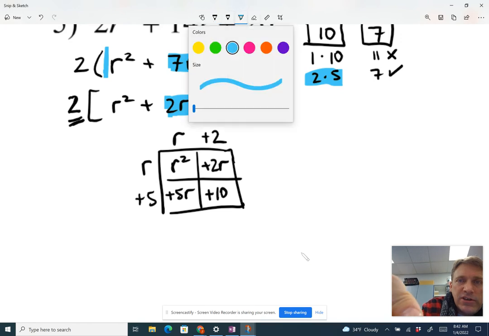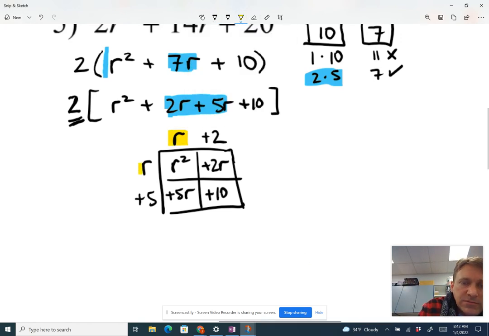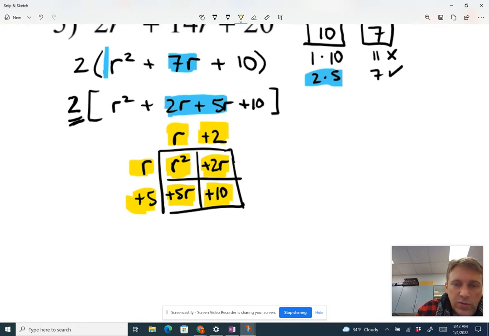Let's change colors. Let's go back to yellow here. R times r is r squared. R times 5 is 5r. R times 2 is 2r. And 2 times 5 is 10. And so it works out. Those two factors multiply together to give what we're looking for.